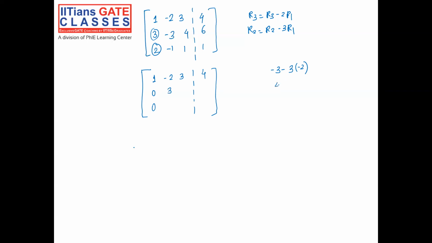Then 4 minus 3 times 3 is 4 minus 9, which is minus 5. And here 6 minus 4 times 3, which is 12, gives minus 6. So this is what we'll get as the second row.